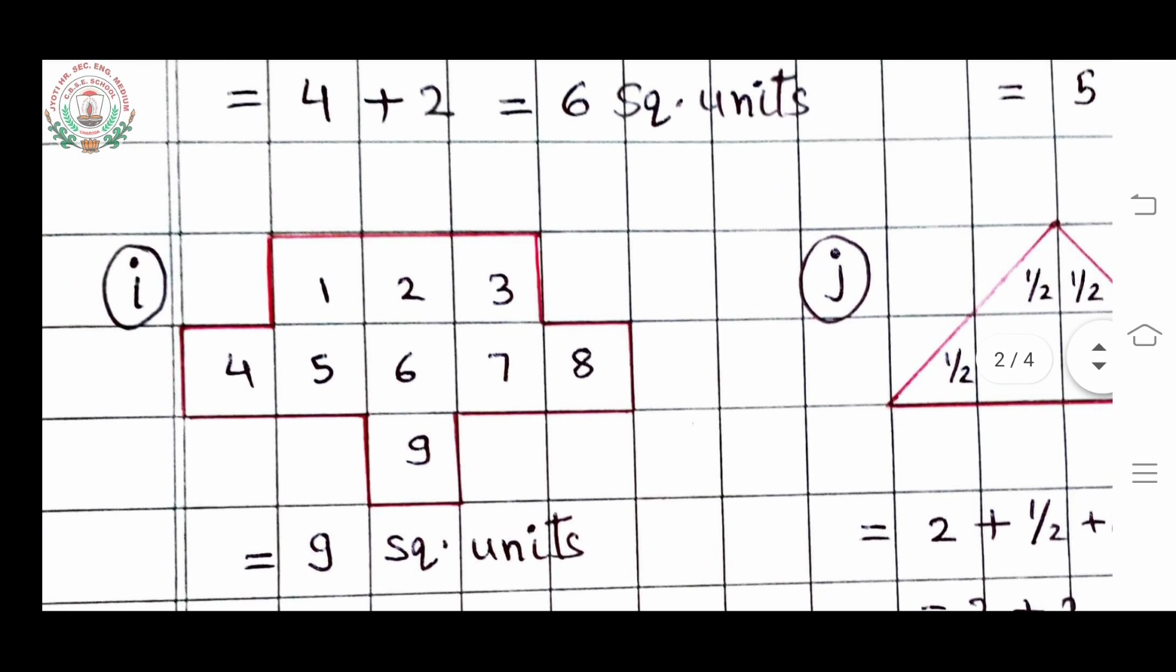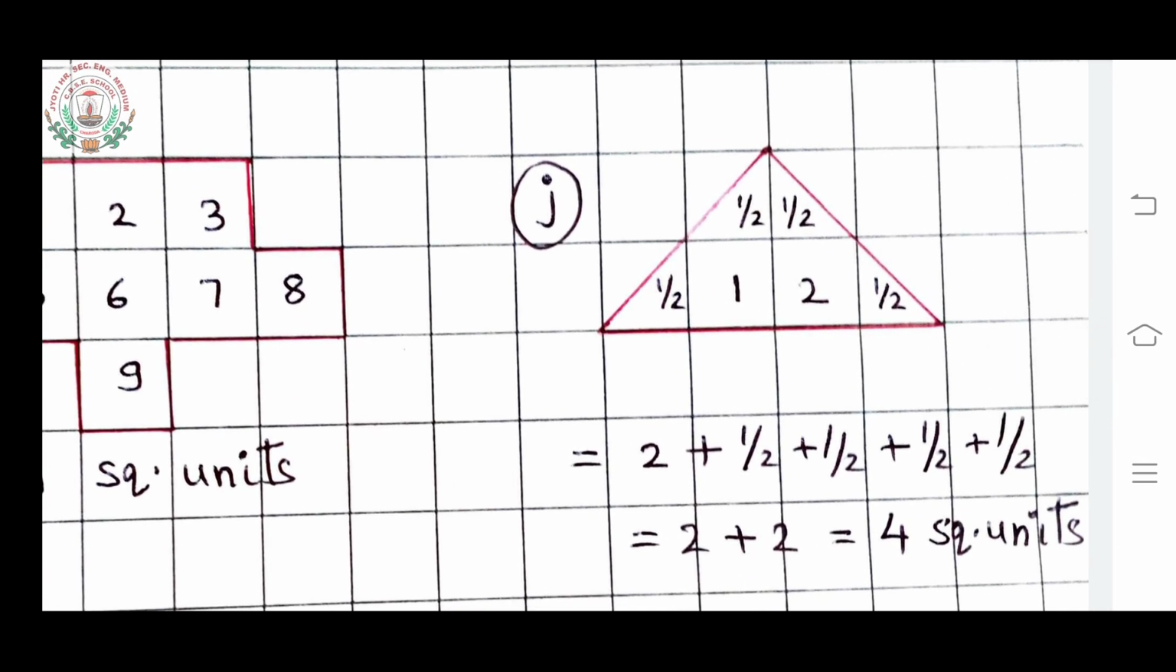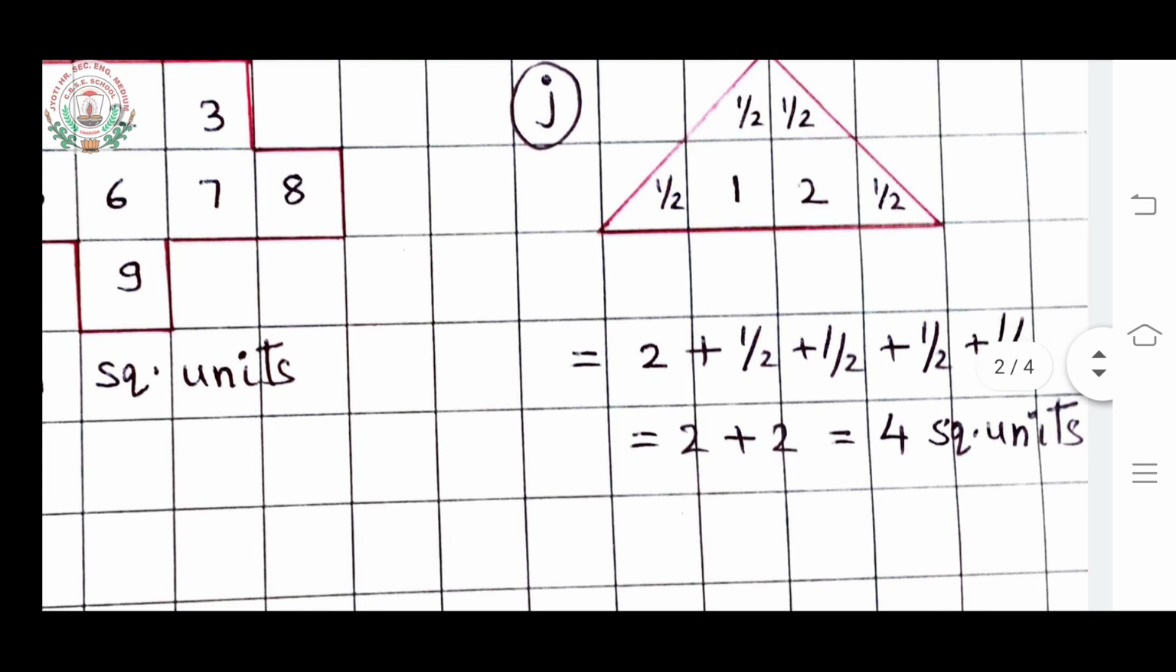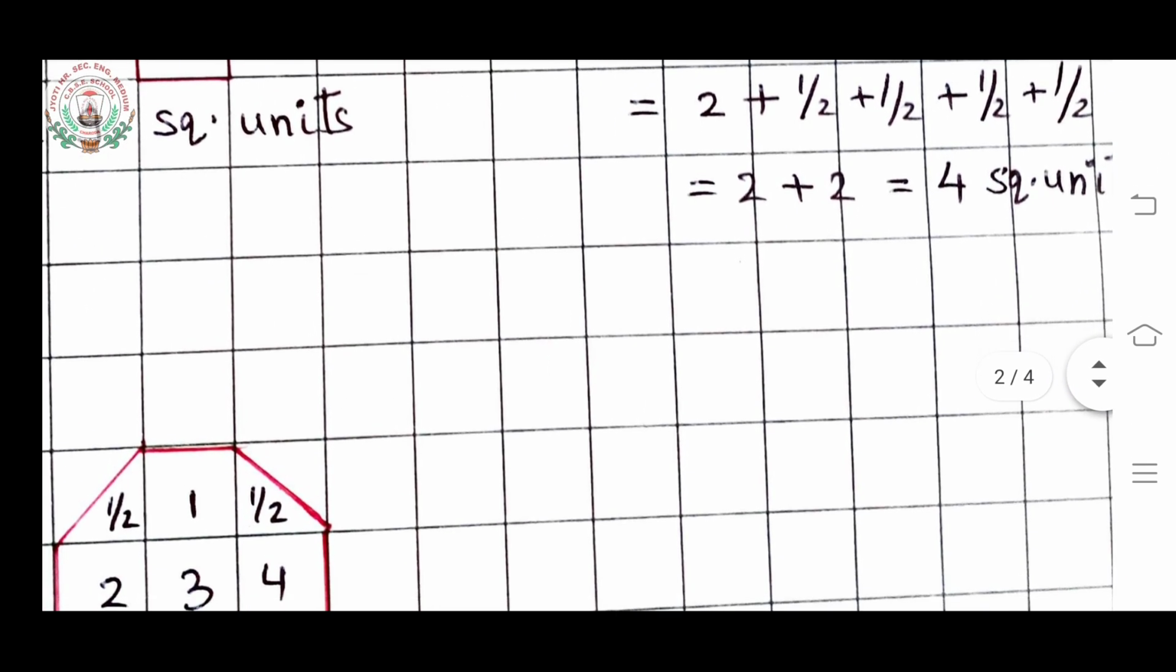Coming to the next question. That is just full complete boxes are there. Just go on counting. So total 9 boxes are there. So 9 square units. Then J part. Here also half of the block is covered in some portion and only 2 complete boxes are there. Rest all are half. So half and half 1, half and half 1 and total 2 complete box. So 2 complete box, that is 2 I have written and half and half and half and half. So half and half 1 and half 1. So 2 plus 2 is 4. So 4 complete boxes means 4 square units will be there.